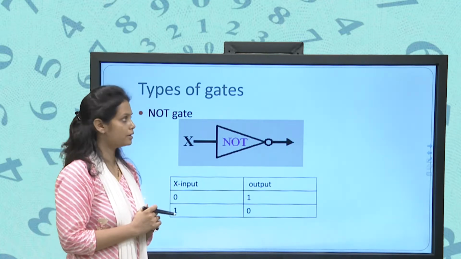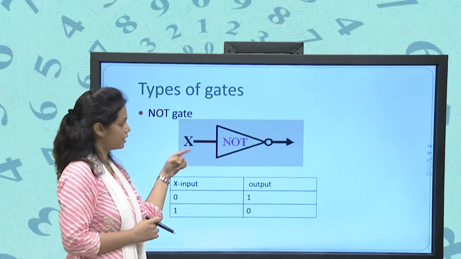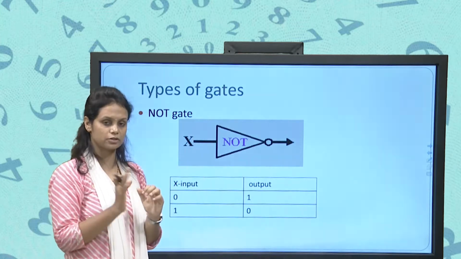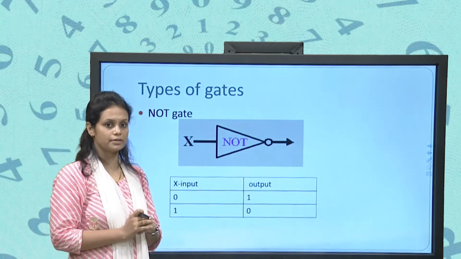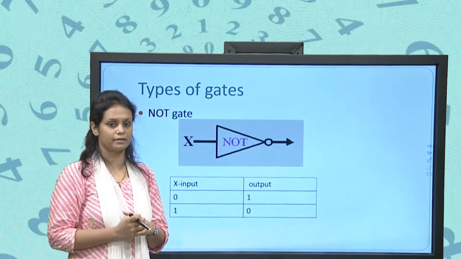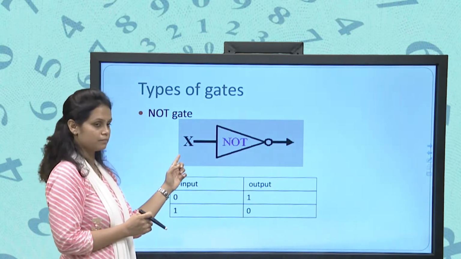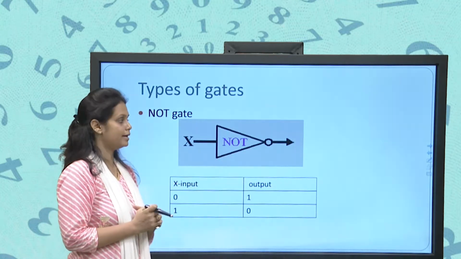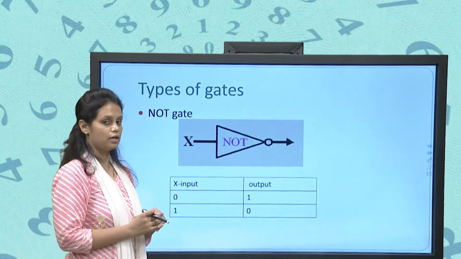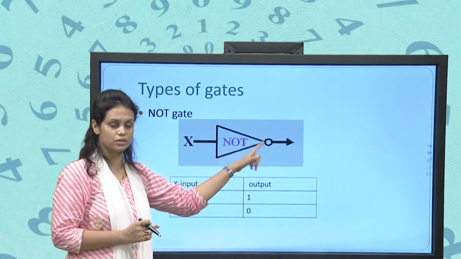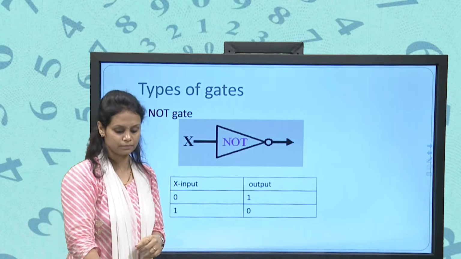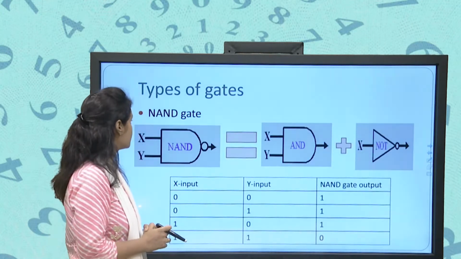In the NOT gate, we give one input and we get one output. That means the number of inputs is 1, and the number of outputs is always 1. Now see what the NOT gate does: it complements the element. That means if your input is 1, your output is 0, and if your input is 0, your output is 1.